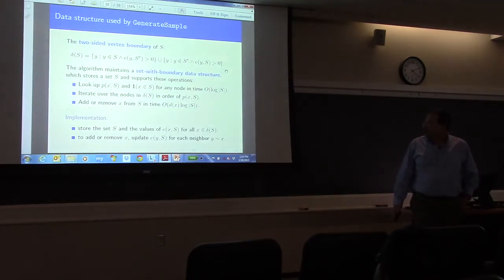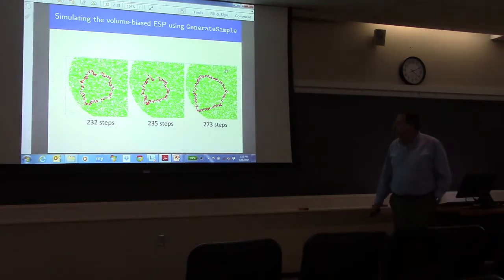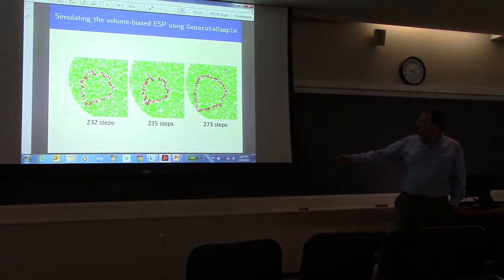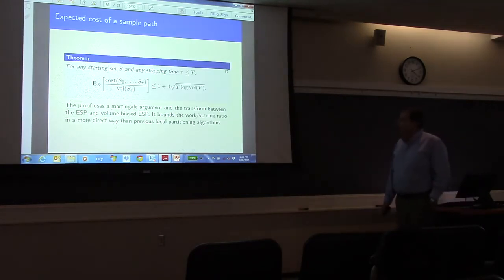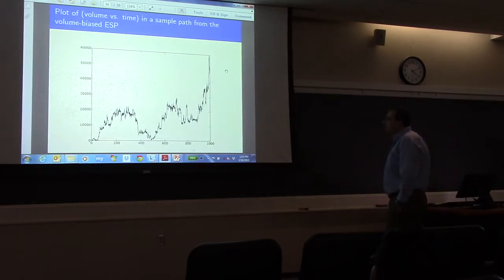So this picture shows what is the data that the algorithm is actually keeping. It's only keeping the data along the boundary and only needs to update that. Okay, I'm going to finally show you just some examples.